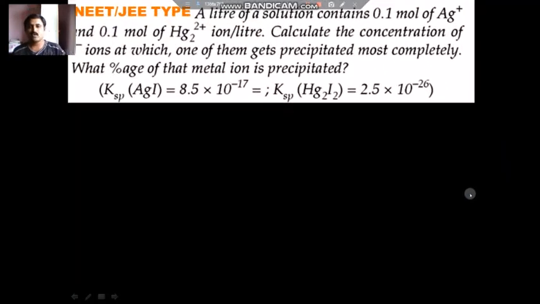A liter of a solution contains 0.1 molarity Ag plus and 0.1 molarity Hg2 2 plus ions per liter. Then calculate the concentration of iodide ions at which one of them gets precipitated most completely. What percentage of that metal ion is precipitated? The Ksp value of silver iodide is given, and the Ksp value of mercurous iodide is also given.